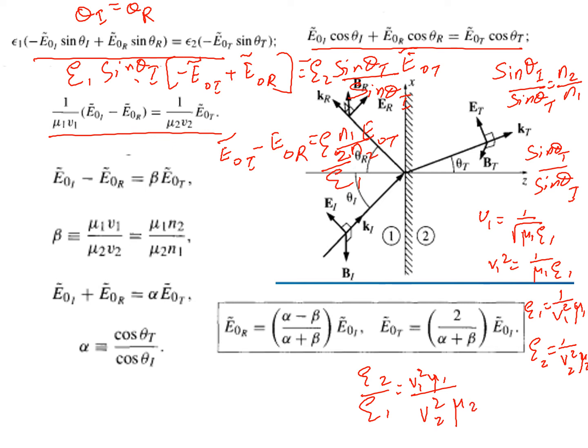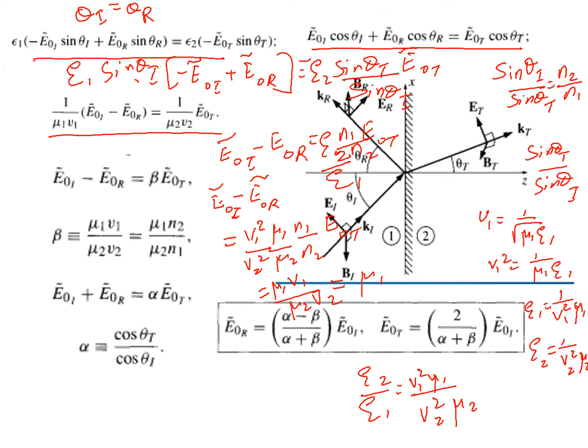Okay, and already there is one n1 by n2 in the equation. So you see here, I'm going to rearrange again. E0I minus E0R equal to, instead of this, we can write V1 square divided by V2 square, mu1 by mu2, then there is n1 by n2, times E0T. But what is this n1 by n2? n1 by n2 is V2 by V1. So one of the V2 and V1 cancel, so this will become mu1 V1 by mu2 V2. This is also equal to mu1 by mu2 times n2 by n1. In that way also you can write.